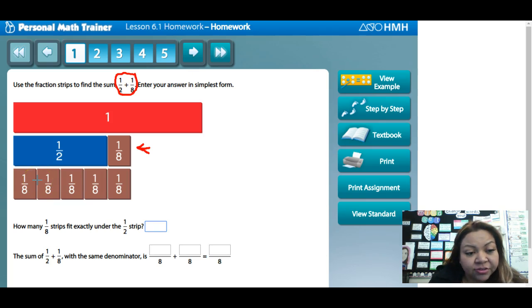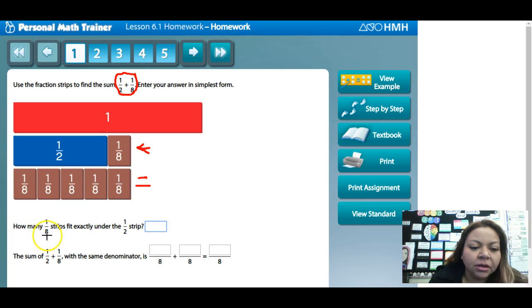The exercise that we were supposed to do in the centers was to find the tiles that you could line up under the half and the 1/8 that will fit evenly under those two, and then count how many tiles you were able to fit in. In this case we have 1, 2, 3, 4, 5. So that's equal to the answer to the fraction. But let me go ahead and show you how you're supposed to do it for the homework.